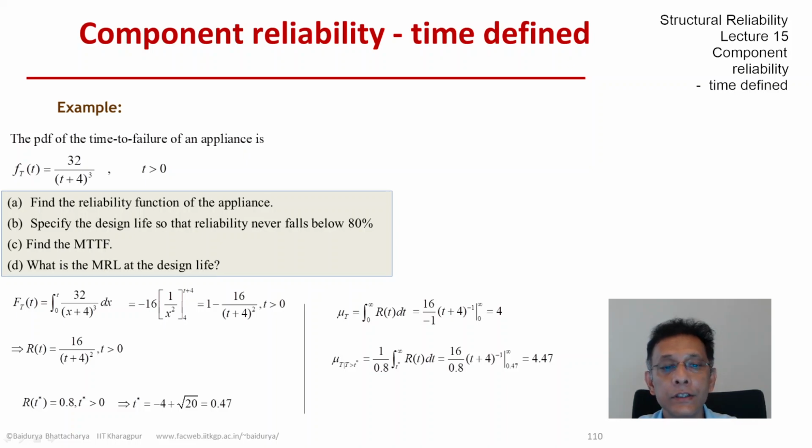4.47. It's interesting to note that the mean residual life at the design life is greater than the original mean time to failure, and that might appear surprising, but it's a particular kind of component that, as we will find out in the next lecture, has what is known as a decreasing failure rate. Components that exhibit such a property would have a mean residual life, like you see here, which is a little larger than the unconditional mean life.